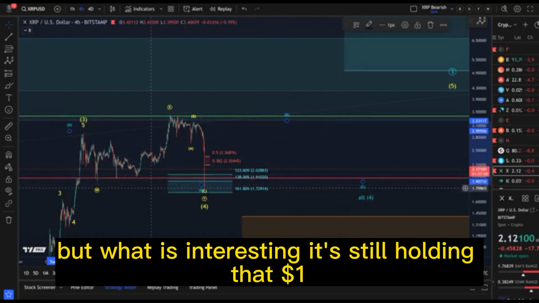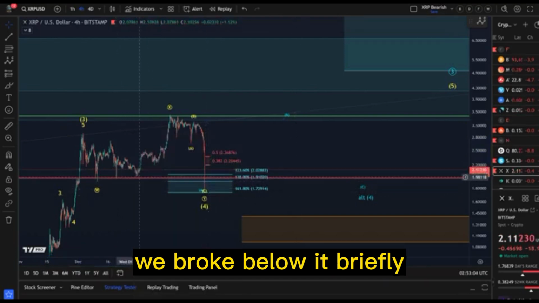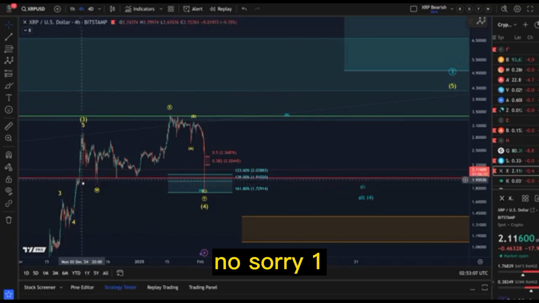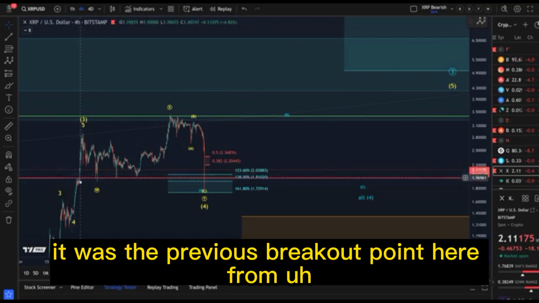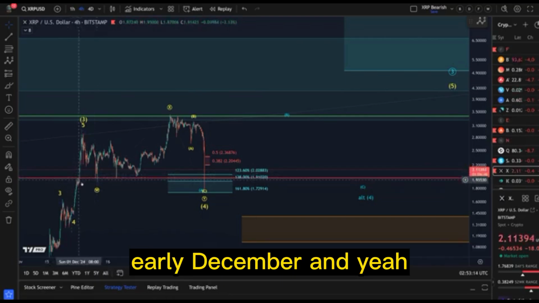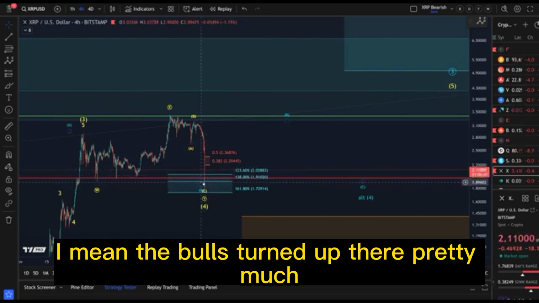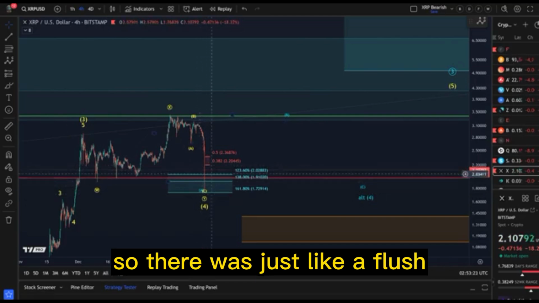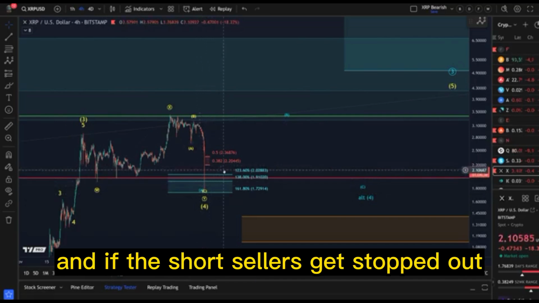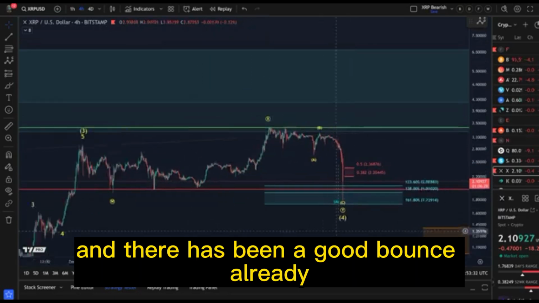But what is interesting, it's still holding that $1.90 level as well. I mean, yeah, we broke below it briefly, but you might remember that the 196 level is important support. It was the 2021 high. It was the previous breakout point from early December. And yeah, we broke below it, but only with a wick. The bulls turned up there pretty much. This is quite strong support in that area. So there was just a flush. And if the short sellers get stopped out, this could trigger a rally, right? And there has been a good bounce already.